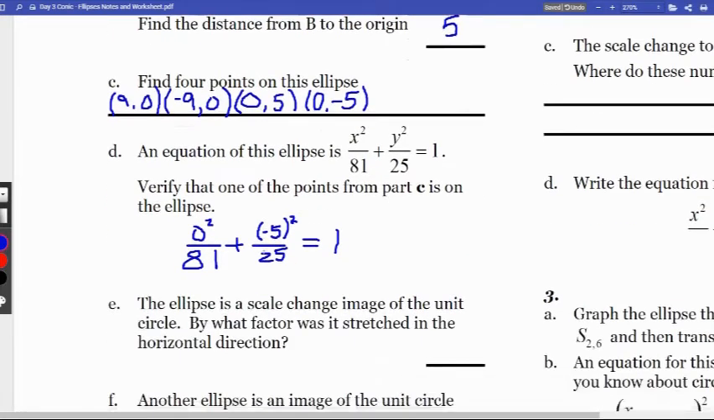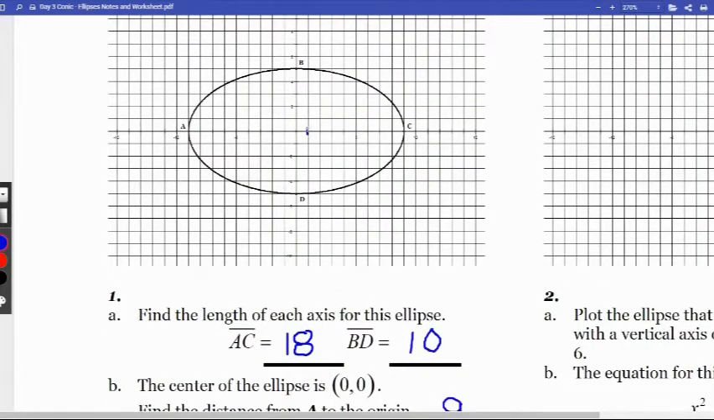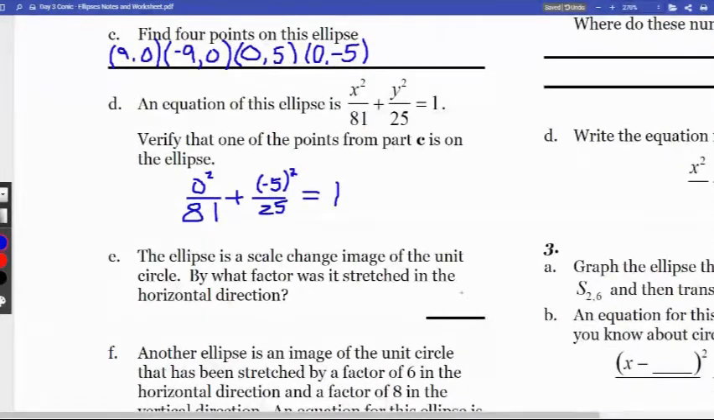This ellipse is a scale change image of the unit circle that we all know and love at this point in the year. It's asking by what factor was it stretched in the horizontal direction? Well, the unit circle is a circle with the radius of 1 centered at the origin. There's the unit circle. And so horizontally, it's been stretched out by a factor of 9. The horizontal diameter is going from a distance of 2 to the distance all the way across. This is 18. So it is 9 times as big. So my scale factor is 9. Vertically, the scale factor is 5.